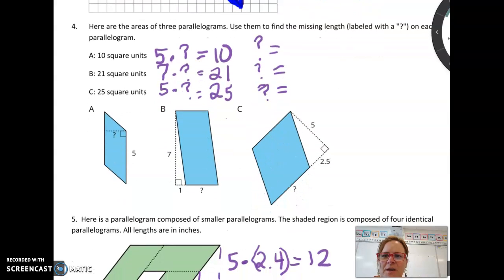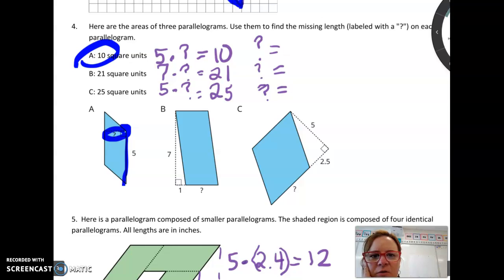All right, number 4, here are the areas of 3 parallelograms, and you have to use them to find the missing length. So in A, our area is 10, and in order for the area to be 10, we know that we have to multiply 5 times some number to get 10. Well, we know that 5 times 2 is equal to 10. So 2 units has to be the answer for the height of A.